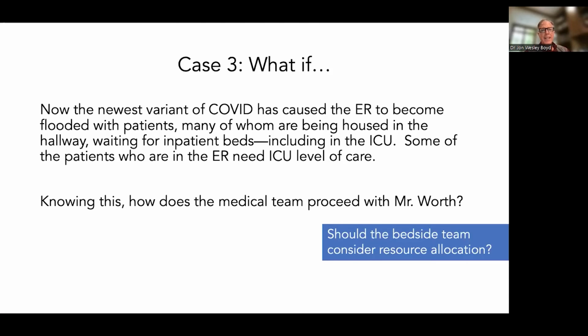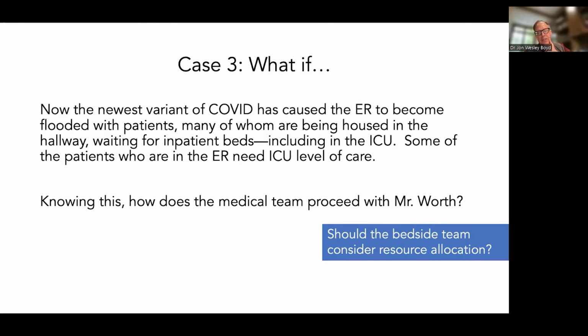Now I'm going to throw in a new wrinkle. The newest variant of COVID has caused the ER to be flooded, and many patients are actually just being housed in the ER or in the hallways, and they're waiting for inpatient beds, including beds in the ICU. So some of the patients who are in the ER need the intensive care unit. Mr. Worth is still in the intensive care unit. There is basically no chance that he is going to ever walk out of the hospital a healthy man, and yet he's occupying a bed that someone else might need. How does the medical team proceed now?